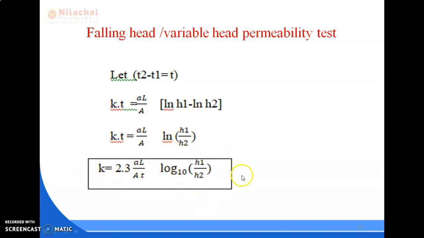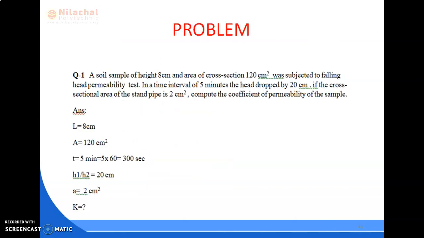So this is the formula to find the coefficient of permeability of soil by the falling head or variable head permeability test. So let us solve some problems based on this formula.